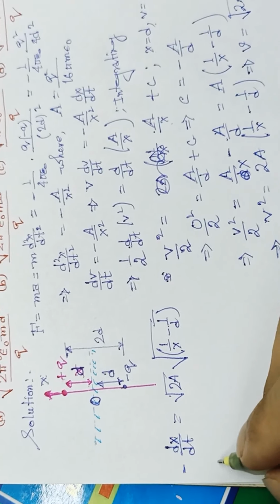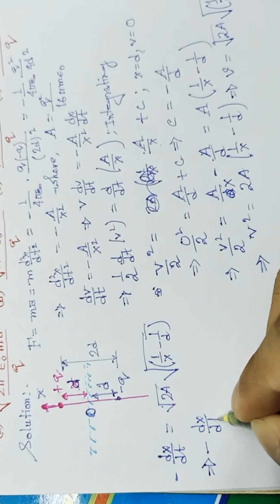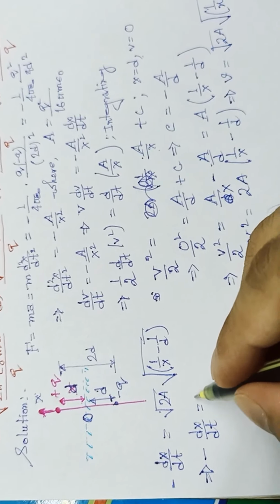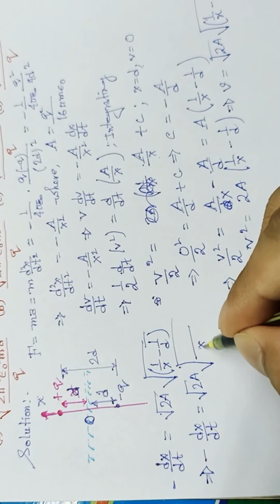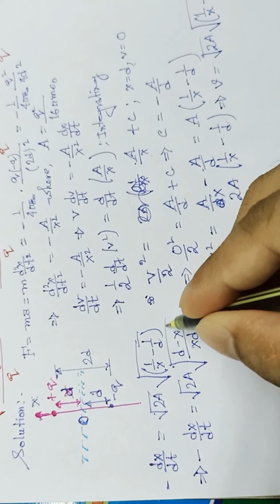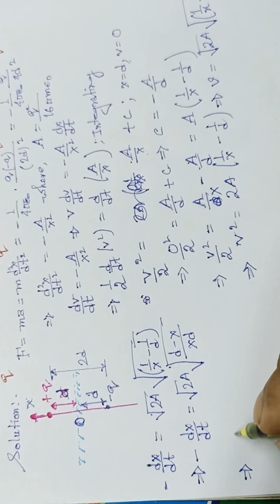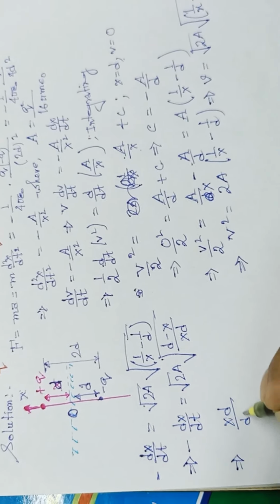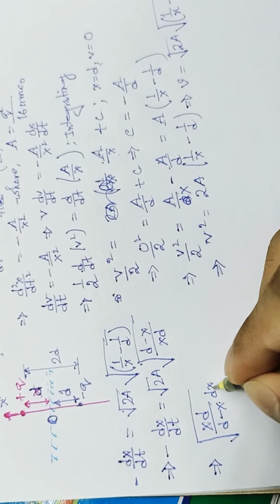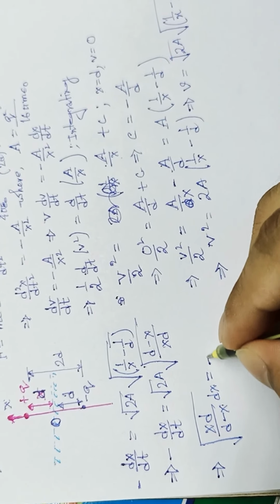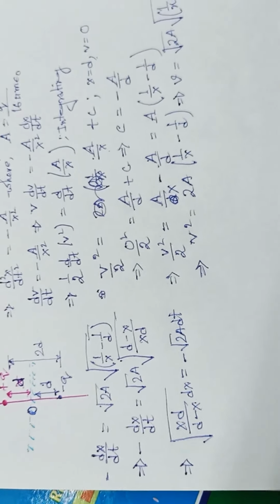So if we cross multiply this, we can write minus dx with respect to dt will be equal to under root 2a under root xd divided by d minus x. If we cross multiply this term, then we'll get under root xd divided by d minus x into dx will be equal to minus root 2a into dt. Now we have to integrate this term.